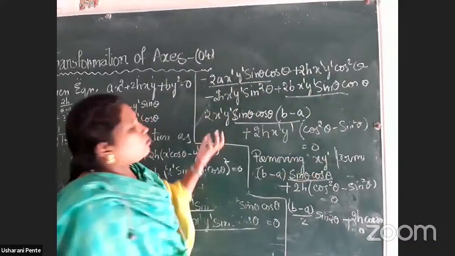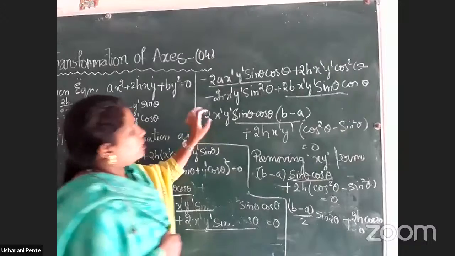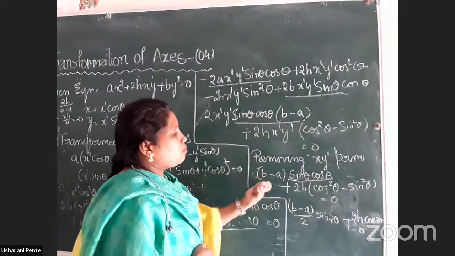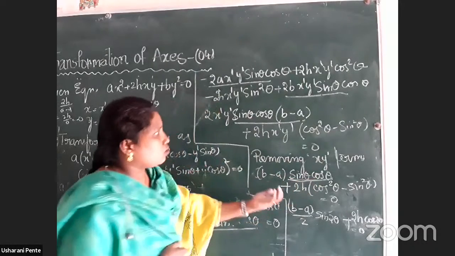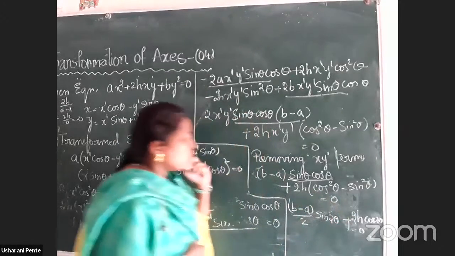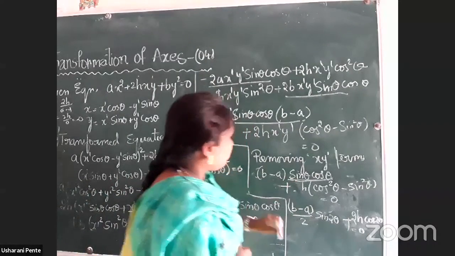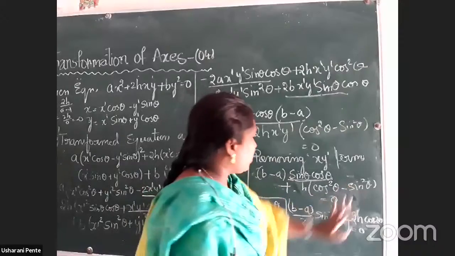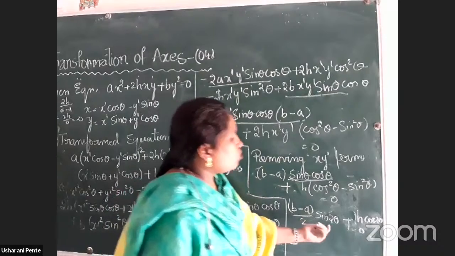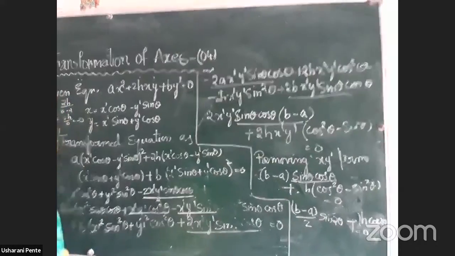0. Now what are we doing? As they asked us to remove the x'y' terms, we are removing these terms. So what remains? We get b minus a sin theta cos theta plus 2h into cos square theta minus sin square theta is equal to 0. That is, (b minus a) by 2 sin 2 theta plus h into cos 2 theta is equal to 0.